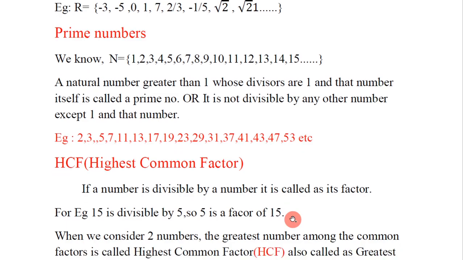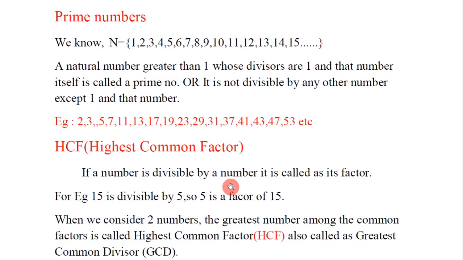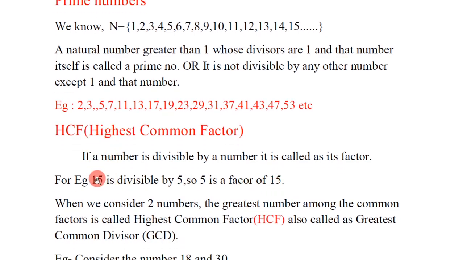Then we define highest common factor of two or more numbers. If a number is divisible by another number, it is called as its factor. For example, 15 is divisible by 5. So 5 is a factor of 15. Similarly, 15 is also divisible by 3. So 3 is a factor of 15.